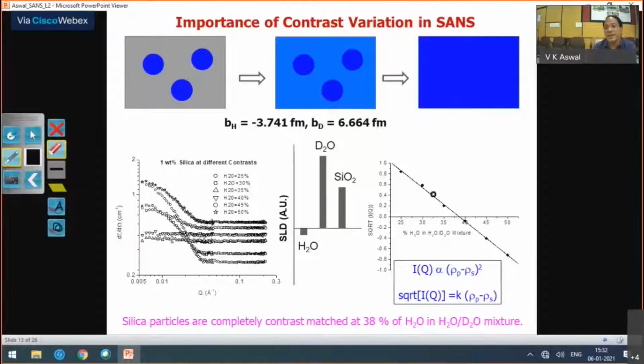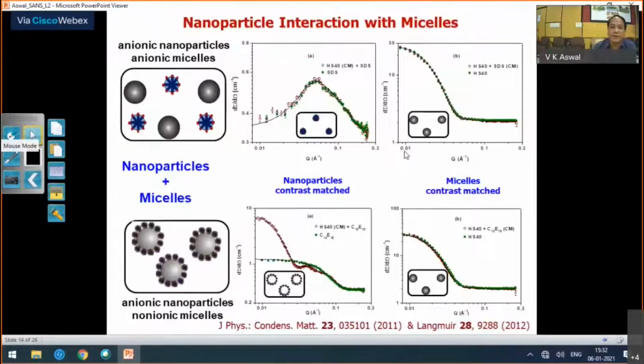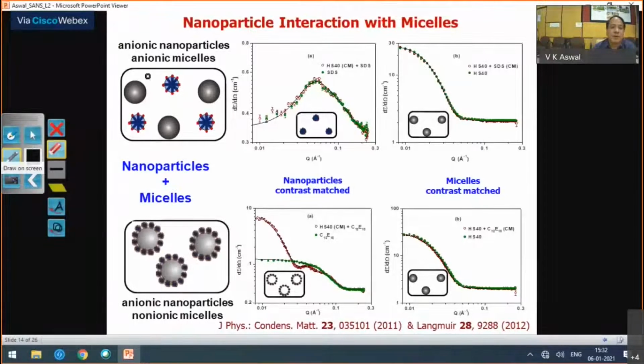And it may happen that when you do it from the chemical compositions, you can get a number which is close to this. So always, if you can manage this, it is better to verify this experimentally. So once you have the contrast match point of your components, you can simplify.